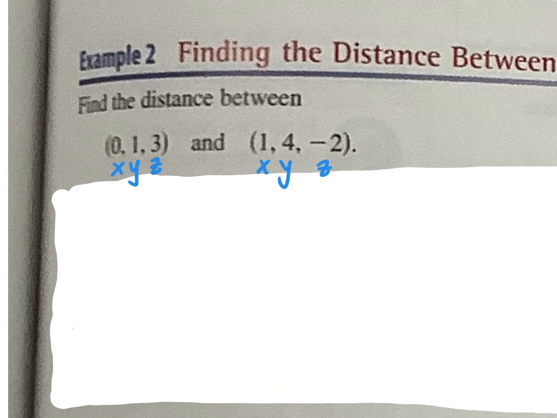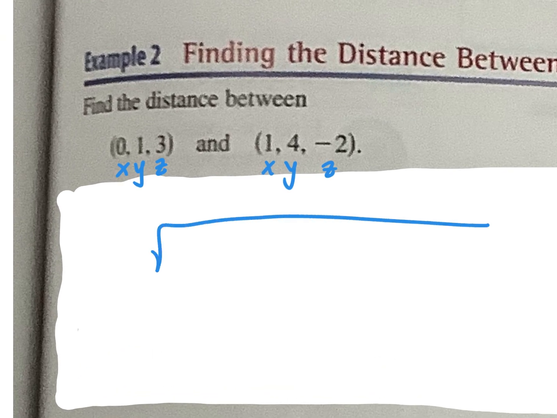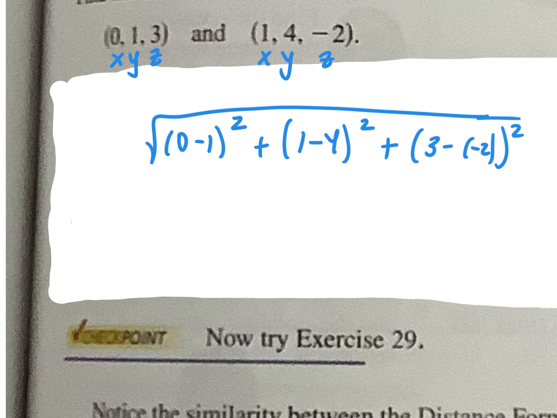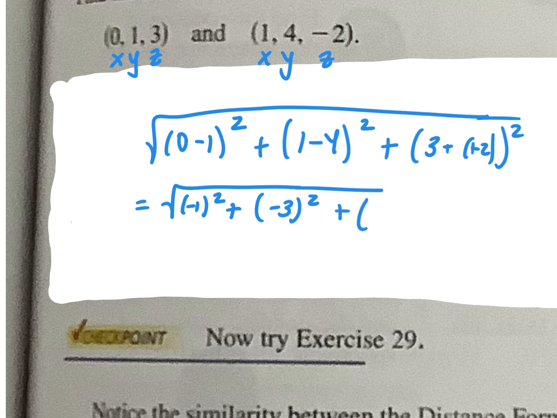So very basic, guys. You would just say it's the difference of the x's. So 0 minus 1 squared plus what? 1 minus 4 squared plus 3 minus negative 2 squared. Everybody with me? Same distance that you guys have done before. We just have the extra letter here. So what is 0 minus 1? It's going to be negative 1 squared plus 1 minus 4 is negative 3 squared plus what?